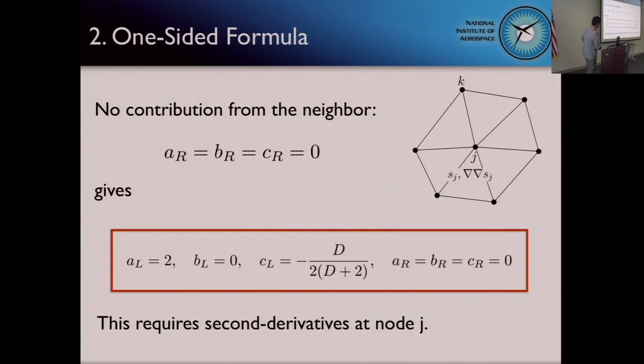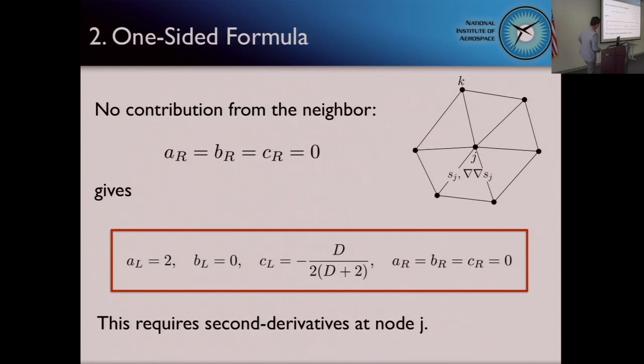It's not the same. And then the next thing I looked at was if I ask for no contribution from the neighbor, so can we discretize a source term just using the value at node j and ask these 3 conditions, and then a solution is given. And it turns out that you don't need a gradient at node j, but you need a second derivative.